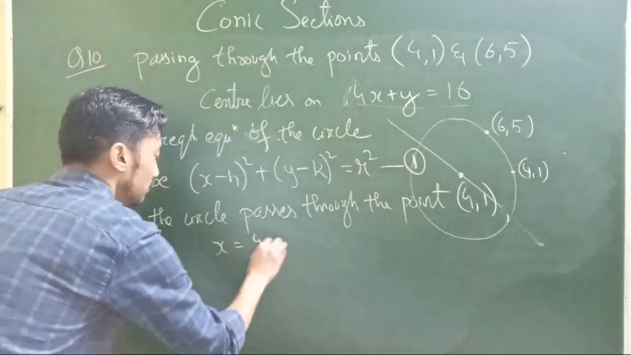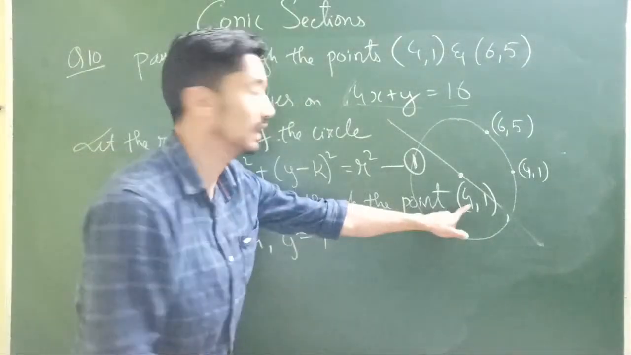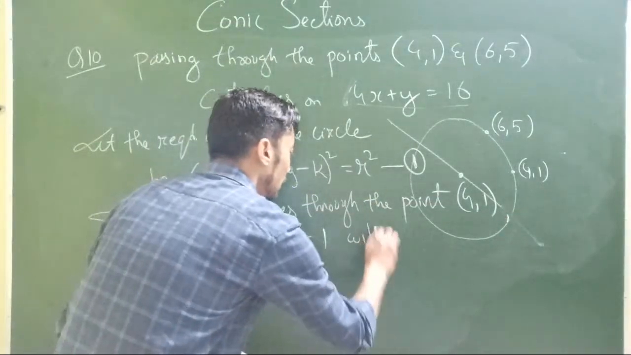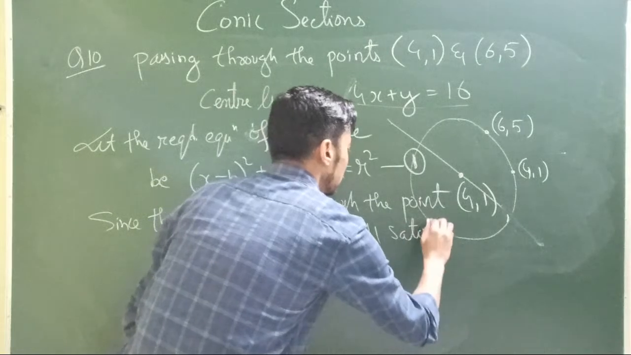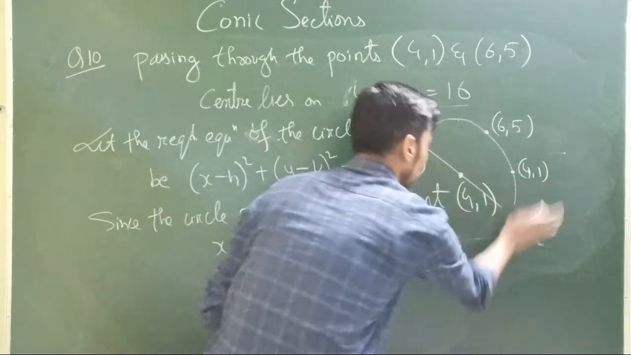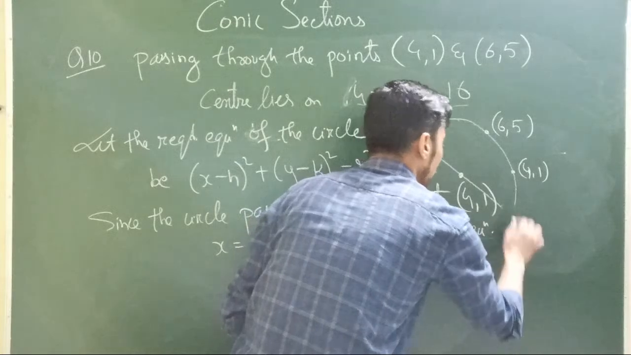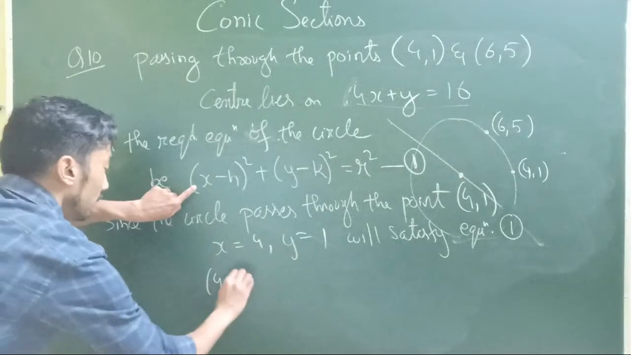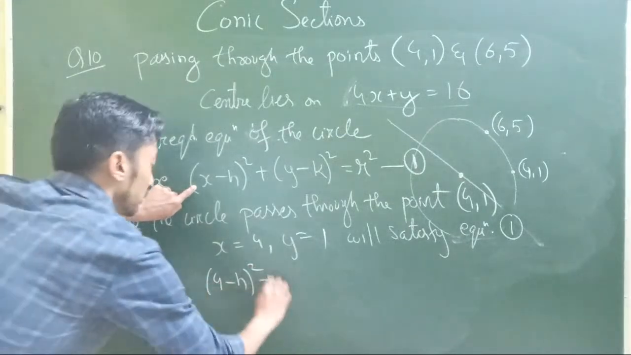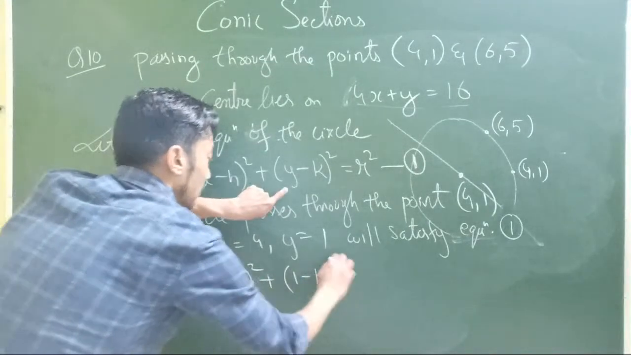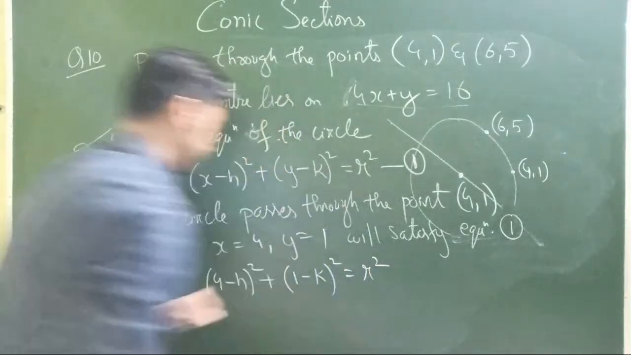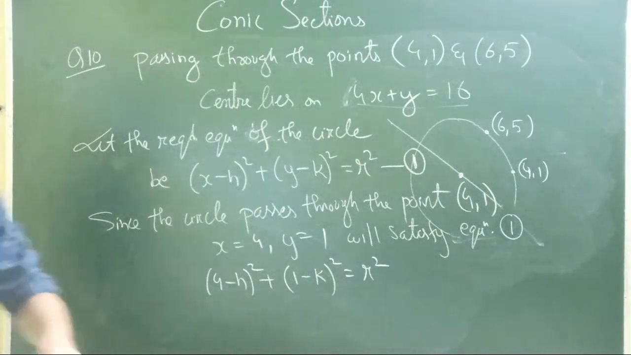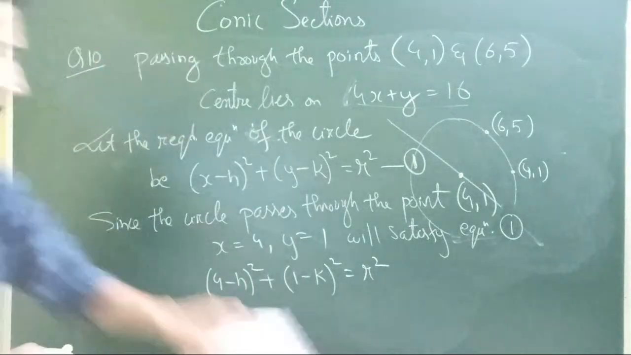x is equal to 4 and y equal to 1. That means this point, x equal to 4 and y equal to 1, will satisfy equation 1. So let's see. That will be 4 minus h whole square plus 1 minus k whole square is equal to r square. You can keep it like this or we will simplify. Let's do a little bit of simplification.